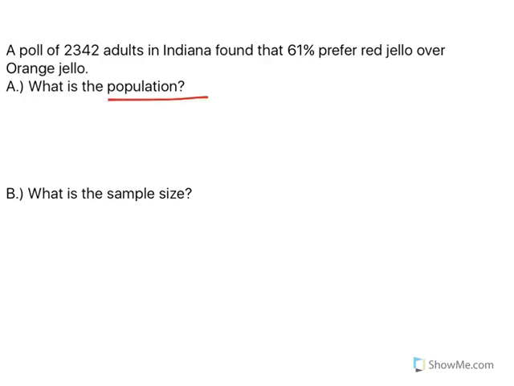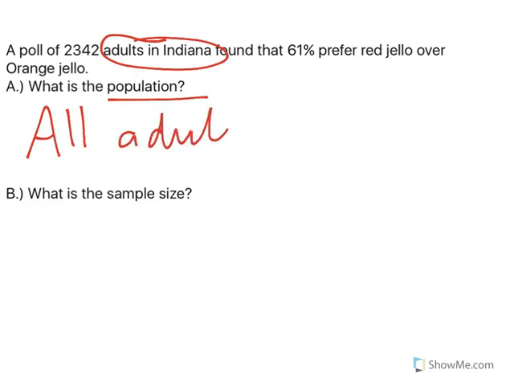Now, when they talk about population, the population is everybody that we could have pulled from. So we could have pulled from all adults in Indiana. So the key word to the word population is all, because I could have talked to everybody. Now, I didn't, right? We're going to go to sample size.